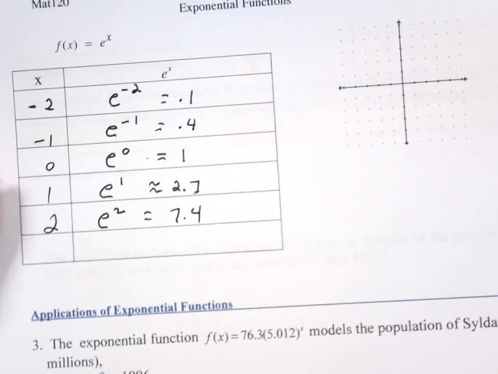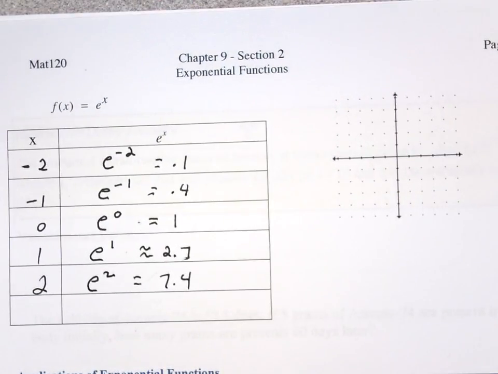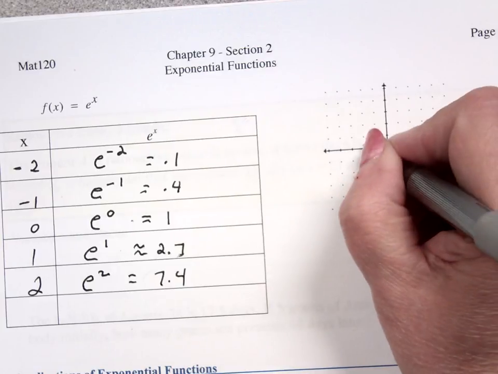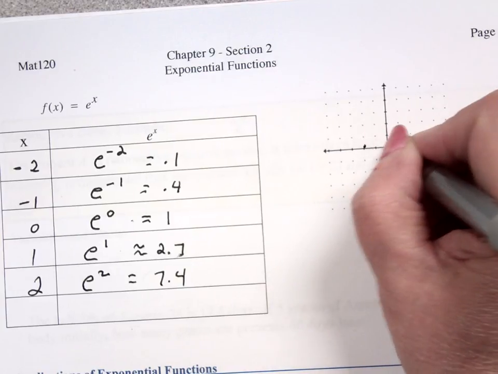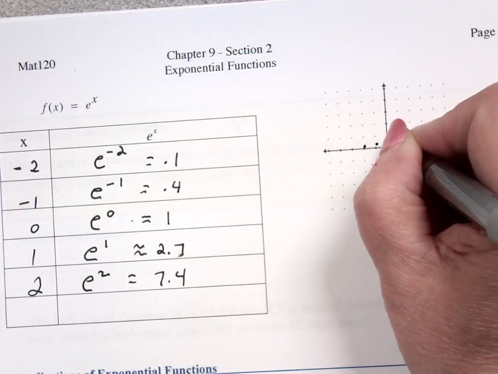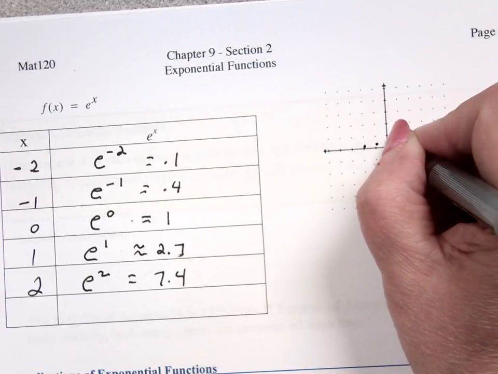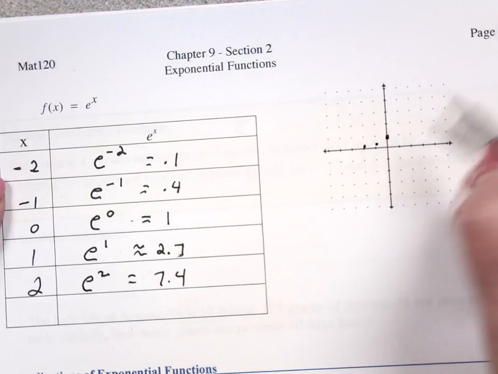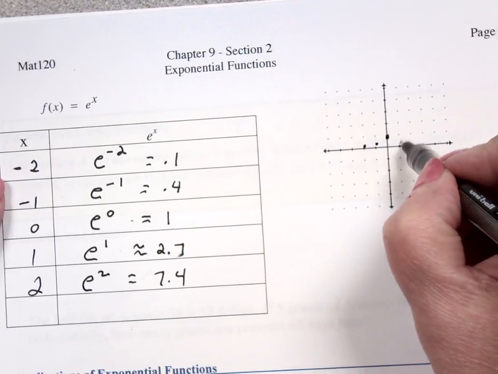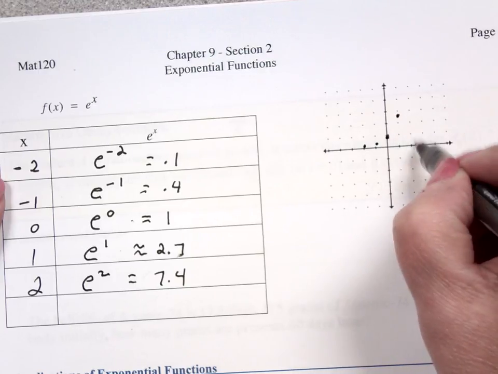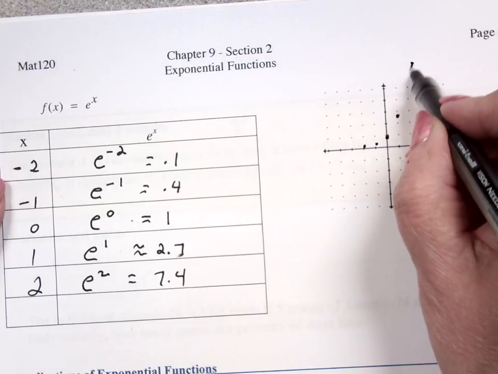Now, do we already know what he's going to look like? Yeah, he looks like everybody else. So, -2 is 0.1, -1 is 0.4, just guesstimate, because 0.4 is about a half. 0 is 1. And 1 is 2.7. And 2 is off my graph paper.